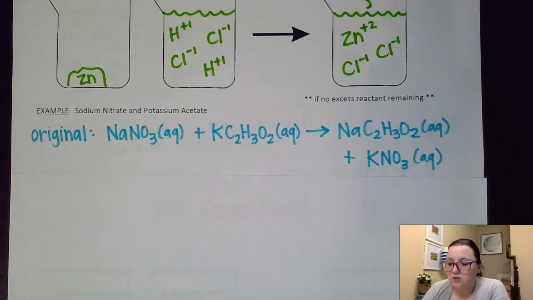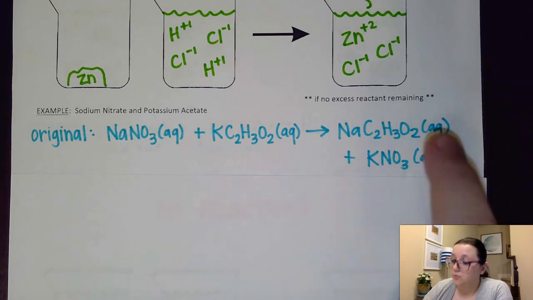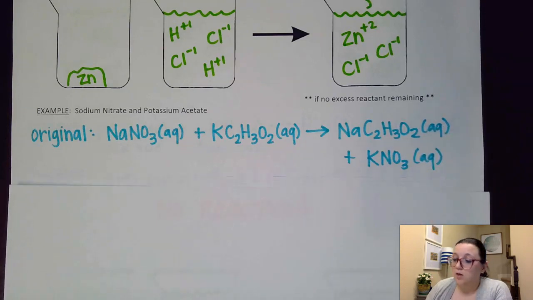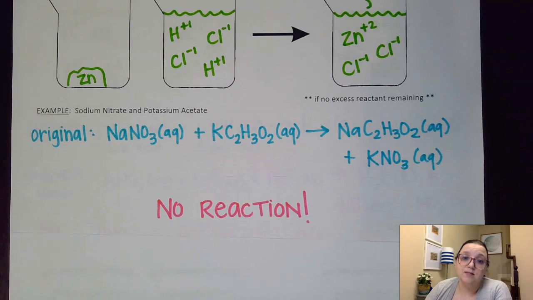So here's the issue. In my product, I did not form a solid or a liquid or anything that would help to drive this reaction to completion. For double replacements, anytime both of your products are AQ, that overall process is no reaction. This reaction would not take place.